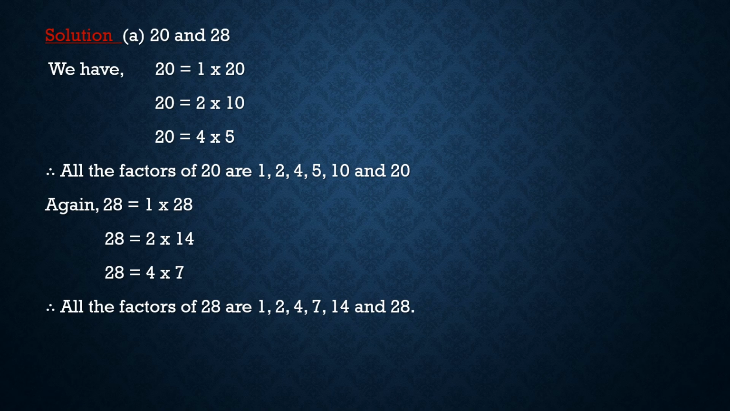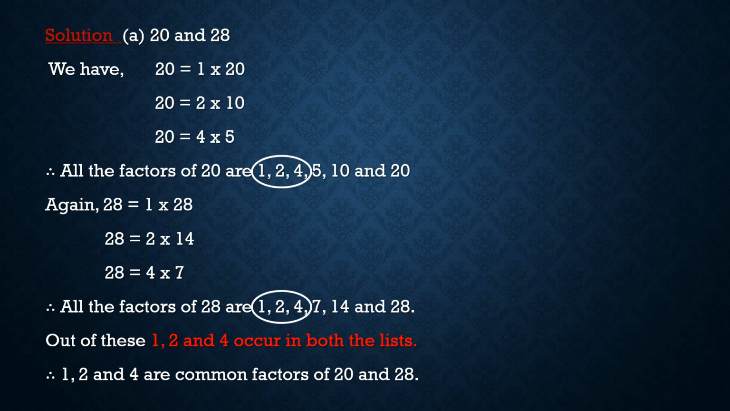Now we can see that out of all these factors, 1, 2 and 4 occur in both lists. Therefore, 1, 2 and 4 are common factors of 20 and 28. Next, we have to find out the common factors of 15 and 25.